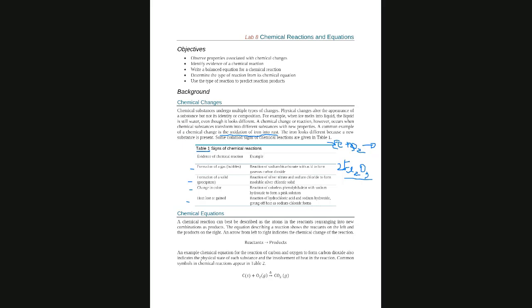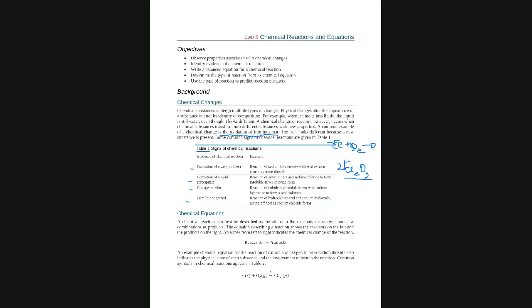And here it gives an example. It says reaction of hydrochloric acid and sodium hydroxide. So when we mix an acid and a base, sodium hydroxide is a base, what happens? It's a neutralization. An acid and a base always form a salt and water. And that reaction is giving off heat. Yes, and that is a sign of a chemical reaction. So any questions so far? Okay, so let's continue then.